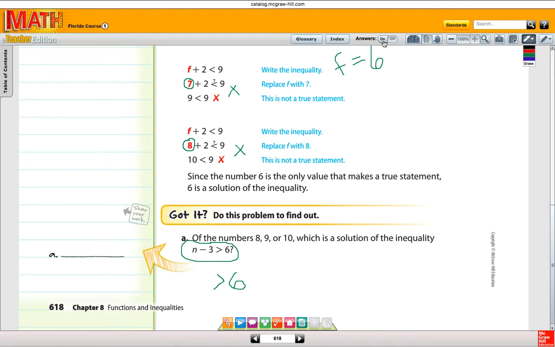Okay, so let's see if we got this one right. Of the numbers 8, 9, and 10, which one is a solution of the inequality n minus 3 is greater than 6? Well, if I plug in an 8, I get 5 is greater than 6. That doesn't work. If I plug in a 9, I get 6 is greater than 6, and 6 is not greater than 6, so that doesn't work. It looks like 10 minus 3 is 7, and 7 is greater than 6. Therefore, n could equal a 10. All right, let's move on to the next page.